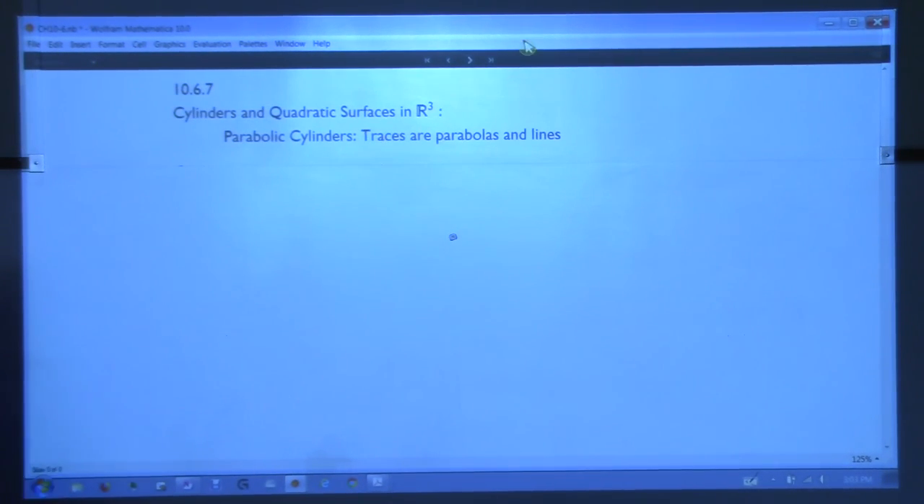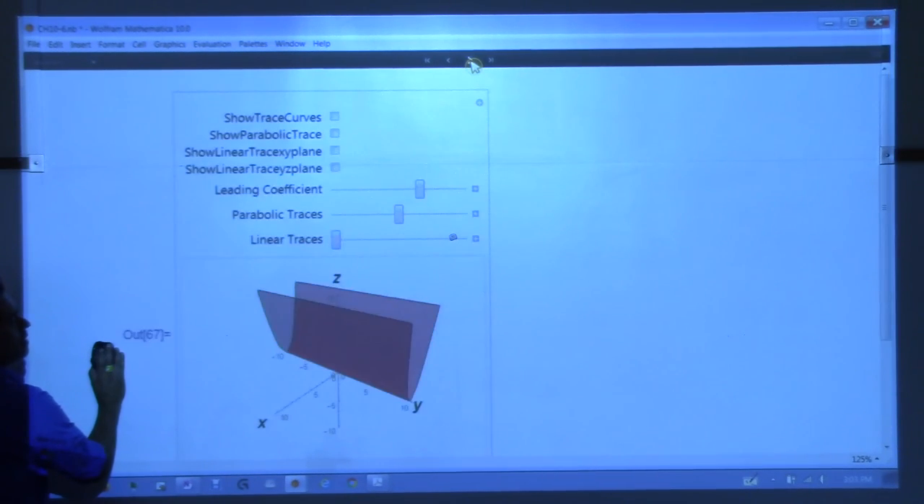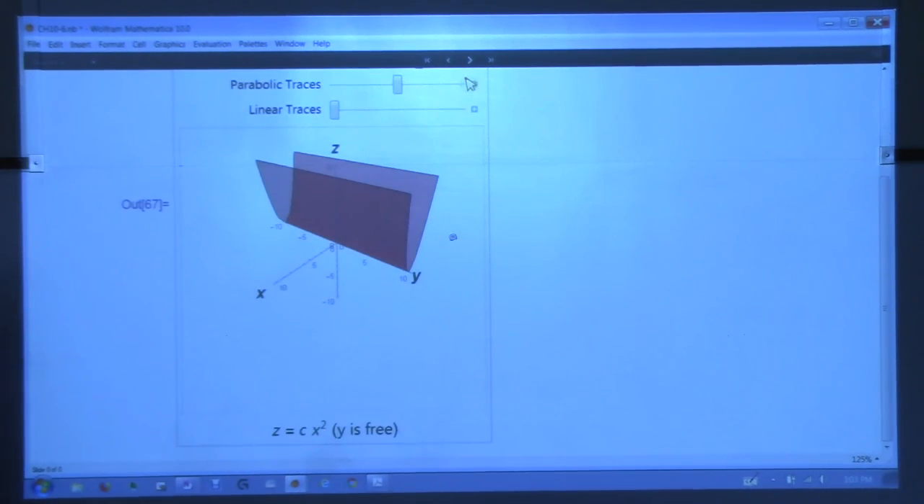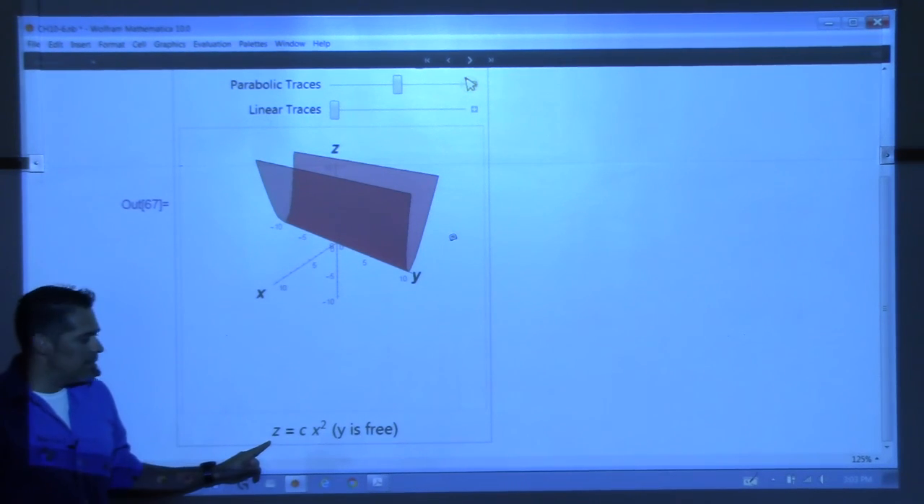All right, next surface, parabolic cylinders. Parabolic cylinders, when you do the traces, you get parabolas and lines. So I'm just going to take you straight to it, and we're going to look at it. There is a parabolic cylinder. It's just a sheet of paper. It's like folded up like a parabola, all right? This is the equation of a parabolic cylinder.